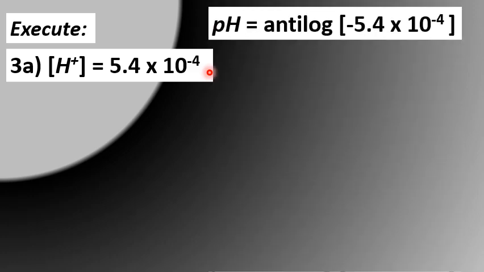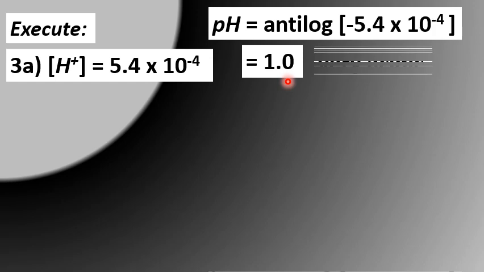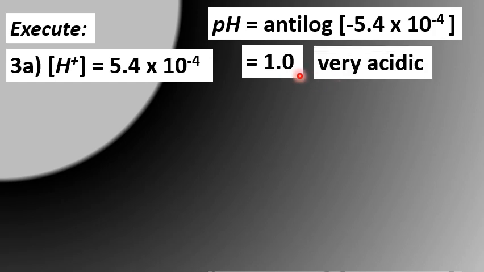And we first determine the pH value using the formula antilog of negative 5.4 times 10 to the negative 4. We will get a pH value equal to 1.0. So with that pH of 1.0, we can say that the solution is very acidic.